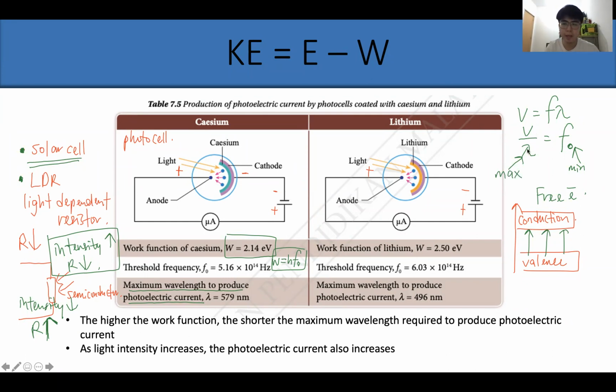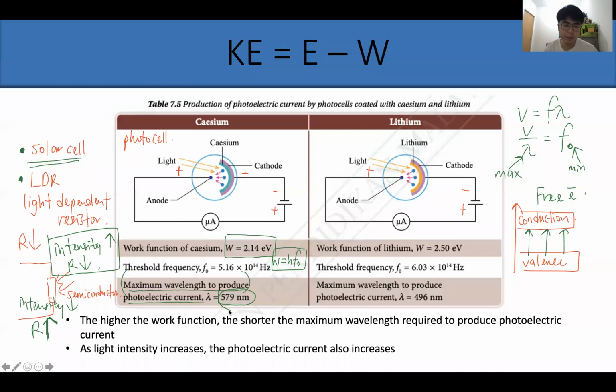Again, lambda is inversely related to the frequency, right? So if we have a threshold frequency, which means a minimum frequency to emit the electron, that means we also have a maximum wavelength to emit the electrons. That's why it says here the maximum wavelength to produce photoelectric current. If you have a wavelength higher than this one, then the electron will not be emitted.